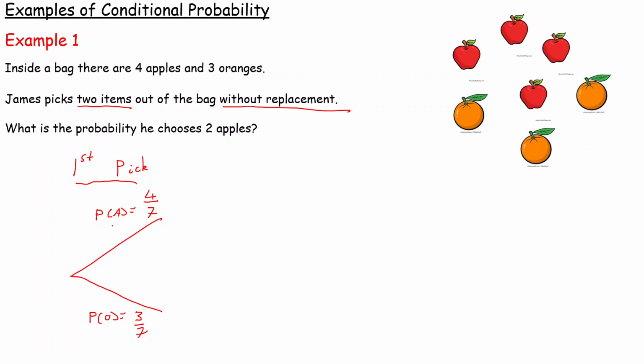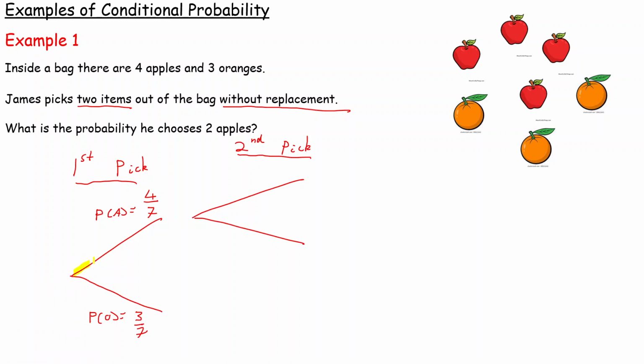Note, I could have put oranges on the top and apples on the bottom, but it makes no difference. But I've got to stay consistent now with having apples on the top, oranges on the bottom. And also note, 4 over 7 and 3 over 7 makes 1. Every part of your tree must add up to make 1. That's the first pick. But then he chooses 2 pieces of fruit, so we have to go to the next part of our tree, and we write our second pick for James. So let's go on to this one. If James picks an apple on his first pick, let's highlight this.